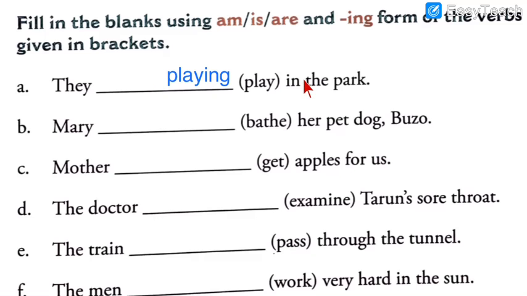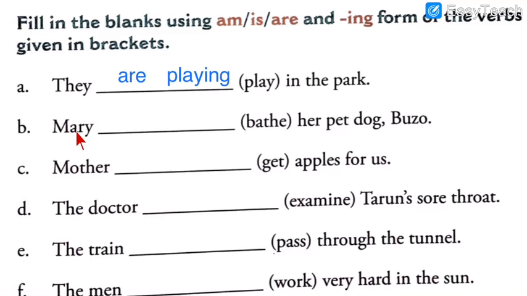Just try to speak each one. They am playing in the park? No. They is playing in the park? No, wrong. They are playing in the park? Exactly, this is the correct helping verb. They are playing in the park. So are is the correct helping verb here, as are is always used when we refer to more than one person or the plural form of anything.